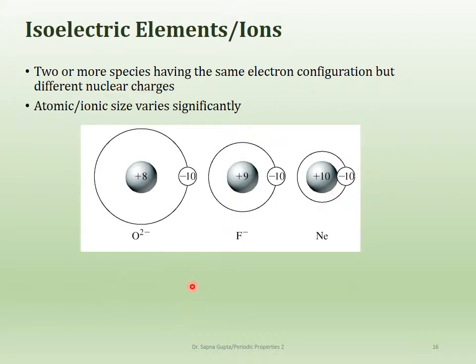So isoelectronic species are any kind of species which have the same number of electrons but a different number of protons, which means that the atomic or the ionic size is going to vary. This is something to keep in mind when you answer some questions.